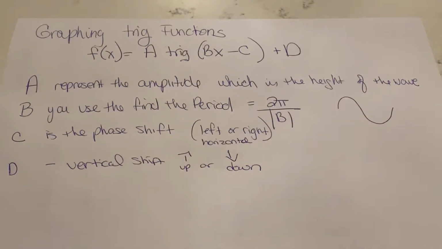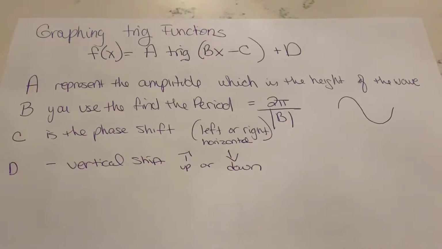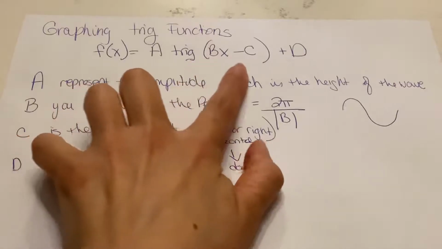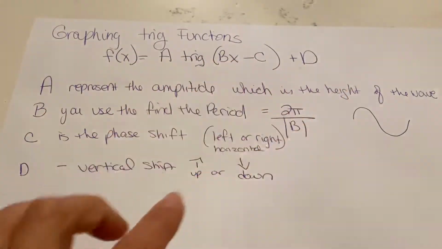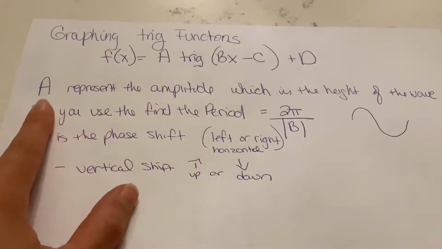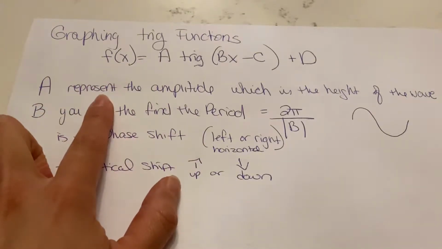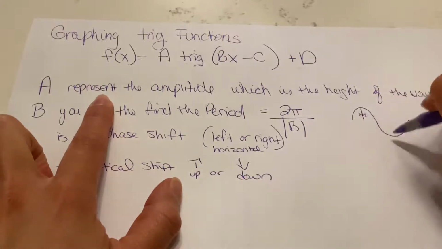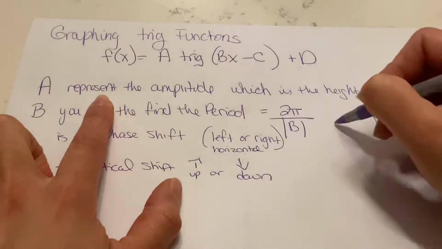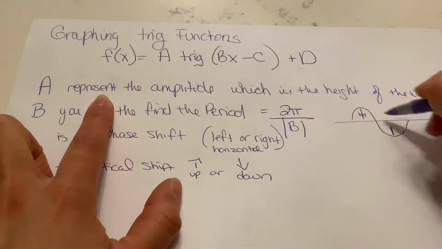All right, so graphing trigonometric functions. This is the format of your function. You have to know what each letter represents. Your A represents your amplitude, which is the height. This is your amplitude, the height of the wave, or your curve. That's your amplitude.